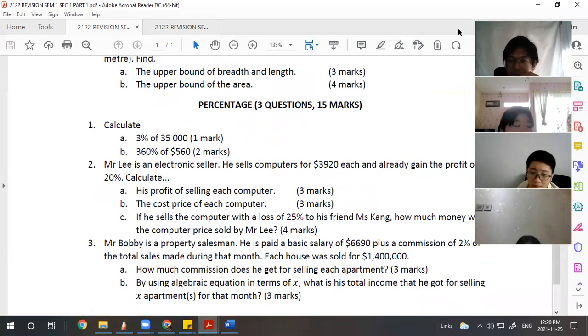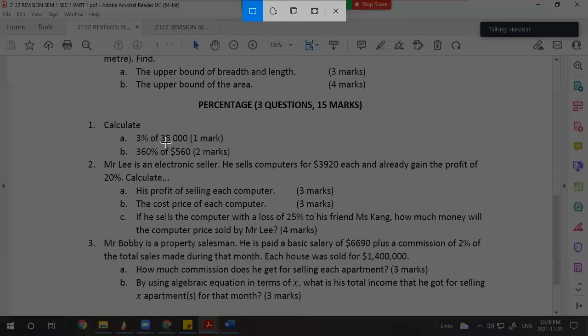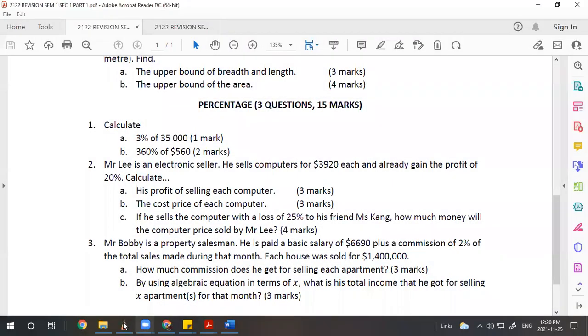One more on this revision. See, less than 30 minutes, guys. But I don't know whether it is enough or not enough.